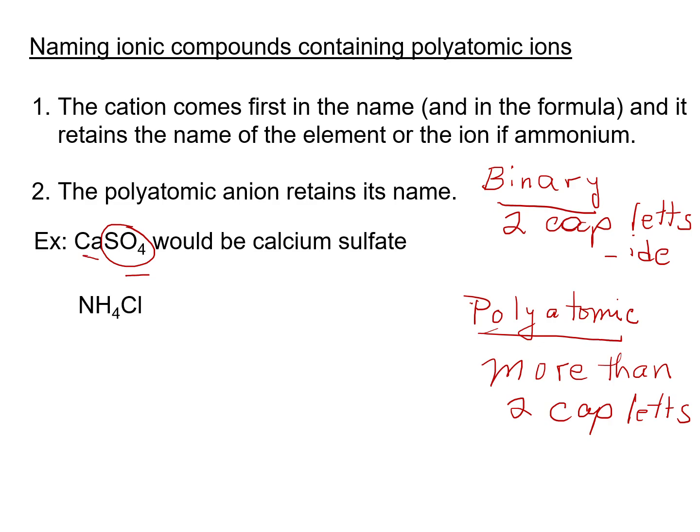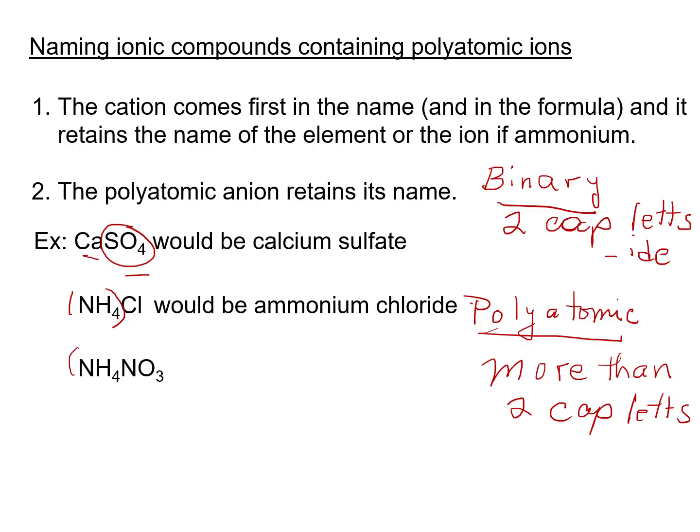Here's another one, it has more than 2 capital letters, so we say, all right, it's got a polyatomic ion on it. So we look it up, and we're reminded that NH4 is ammonium, so this would be ammonium chloride. You still have to change the ending of the second element in the formula if it is not a polyatomic ion. And then this one has lots of capital letters, so there's the first set, that's the ammonium, and then there's the second set, and that's nitrate, so ammonium nitrate.